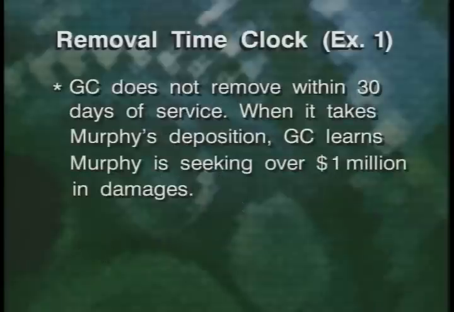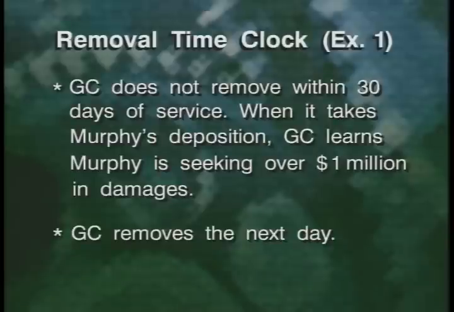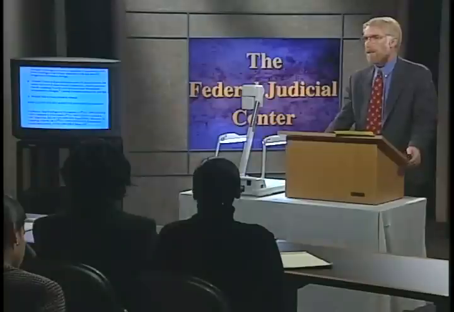Murphy sued General Ceramics and the supervisor in state court alleging wrongful discharge in violation of state law, in accordance with local pleading rules. Murphy does not include any specific allegations of monetary damages. General Ceramics doesn't remove within 30 days of service, but rather waits until it takes Murphy's deposition, when he answers that he is seeking over $1 million in emotional distress and compensatory damages. General Ceramics removes the following day. All right, what do we got?